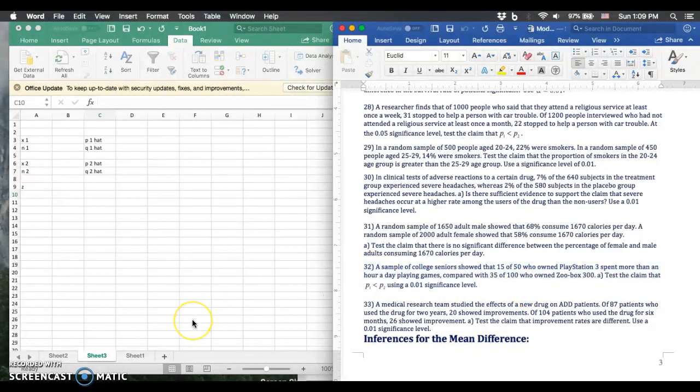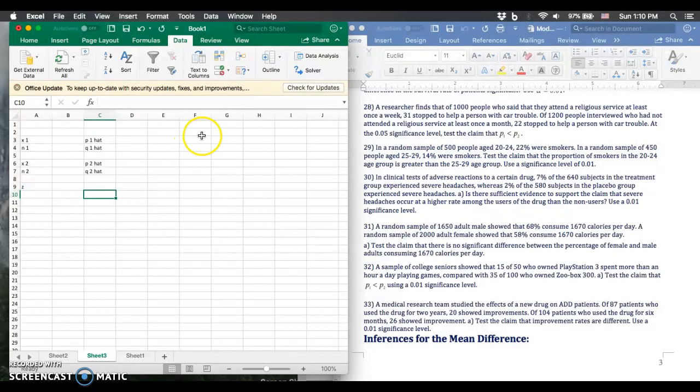Number 32 says a sample of college seniors shows that 15 of 50 who own PlayStation 3 spent more than an hour a day playing games, comparing with 35 of 100 who own a Zoom Box 300. We want to test the claim that P1 less than P2 using a 0.01 significance level. So first on Excel, I actually have some template.